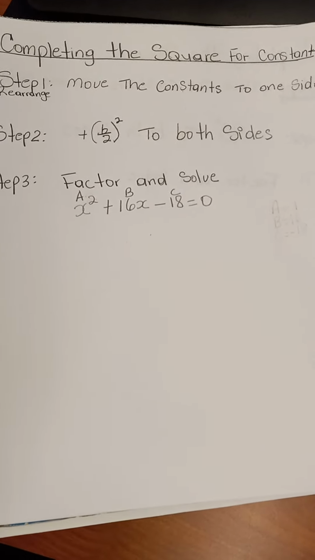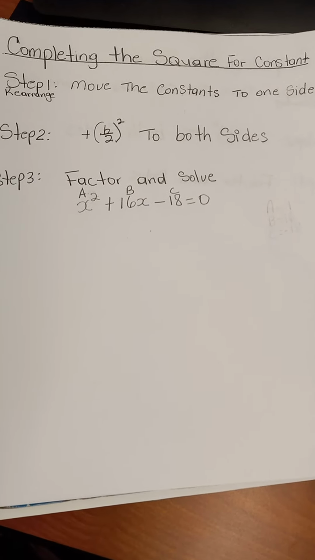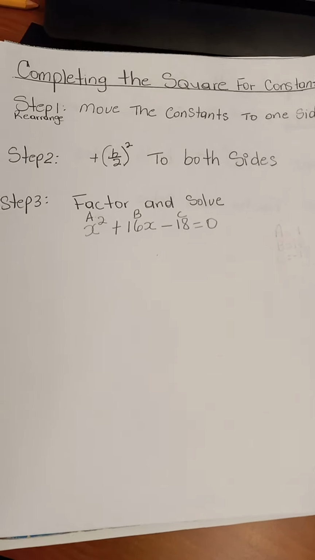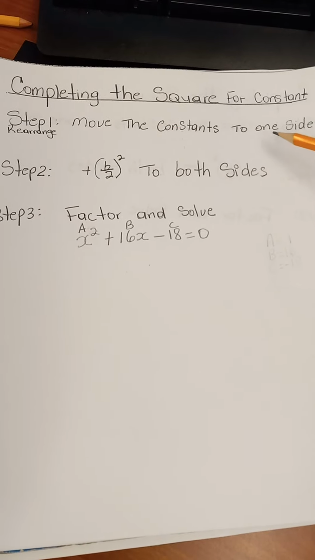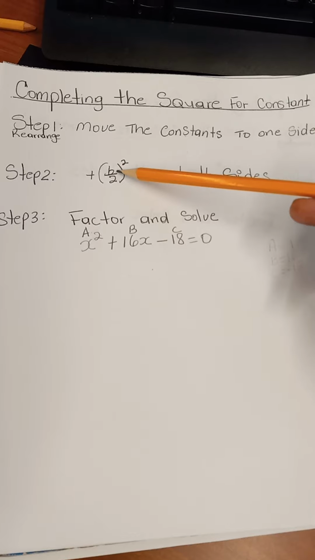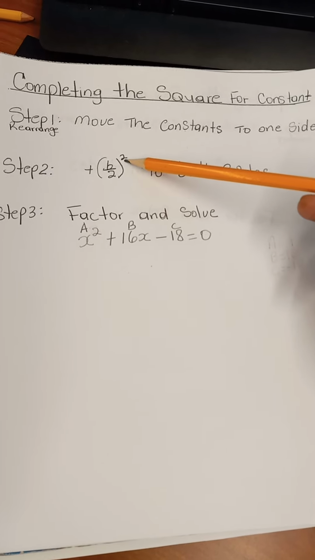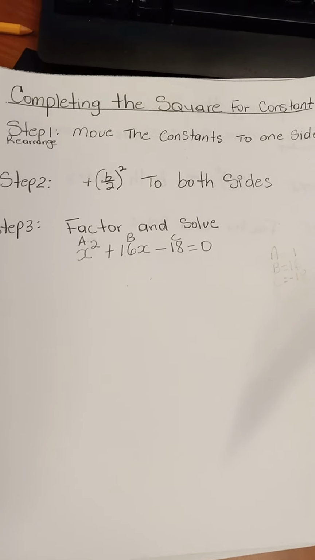Today we are going to use completing the square to find the constant. We're going to see what number would have to be added to complete the square. So first we have our steps. Step 1, move the constant to one side. Step 2, we're going to take our b and half it, and after we half it, we're going to square it, and then we're going to factor.